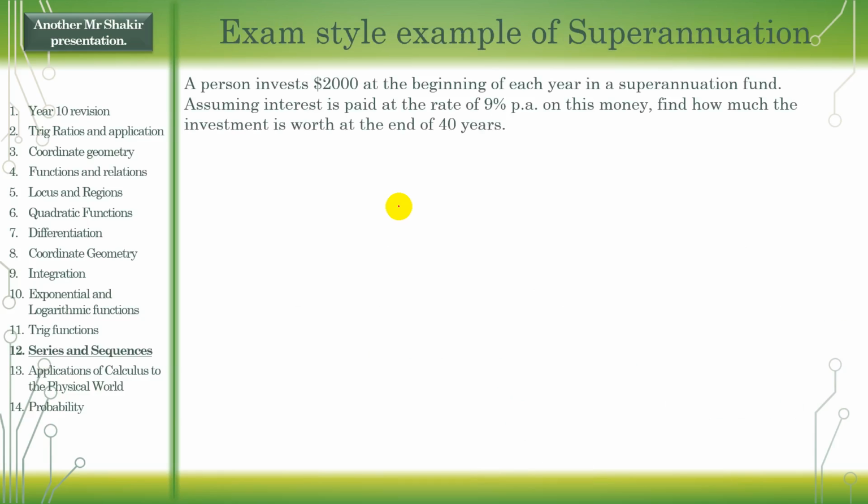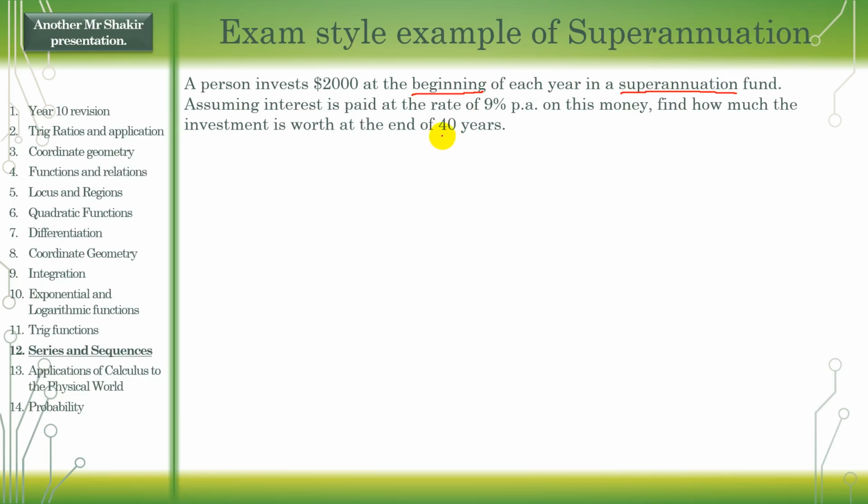So here's an exam style question. A person invests $2,000 at the beginning of each year, so I'm going to underline that, of each year, in a superannuation fund. A superannuation fund in general will imply this topic, I guess. Whereas if you have a repayment scheme or a loan, home loan or something like that, that will imply the next topic. You'll see after you finish the next topic what I'm talking about. So anyway, assuming interest is paid at the rate of 9% per annum on this money, find how much the investment is worth at the end of 40 years.